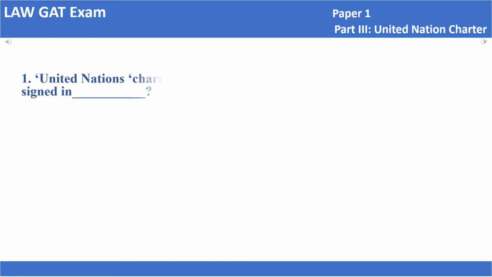United Nations Charter was signed in option A 1946, option B 1950, option C 1947, option D 1945. The correct answer is option D 1945.